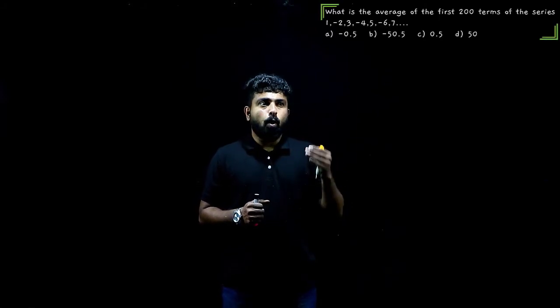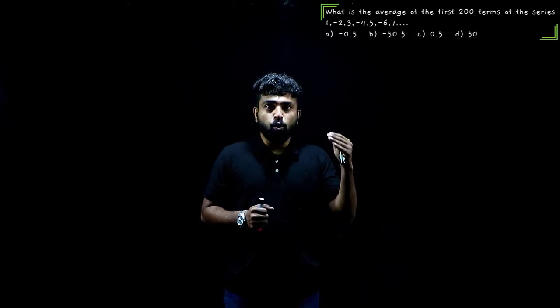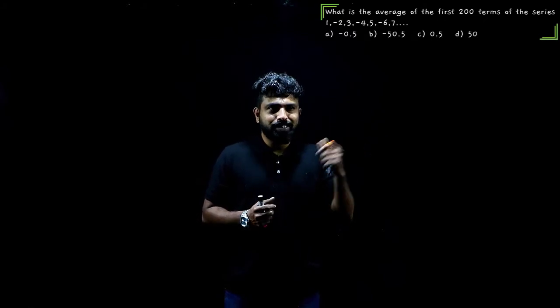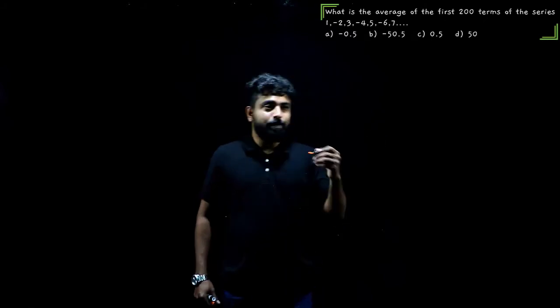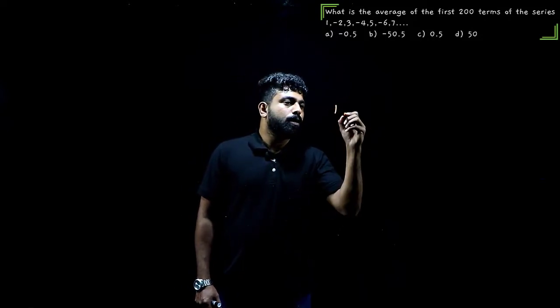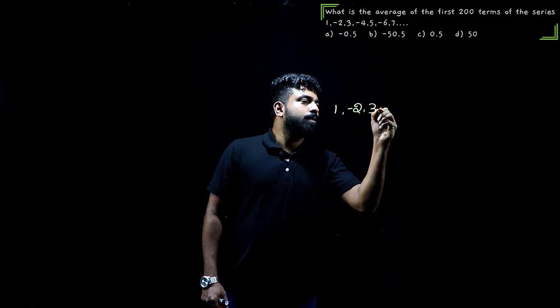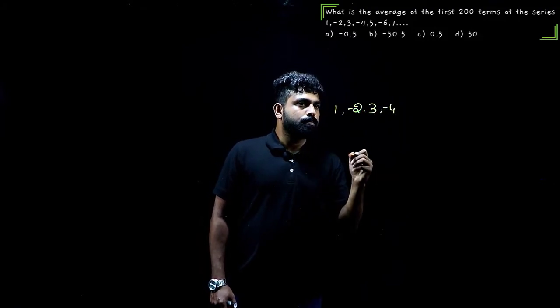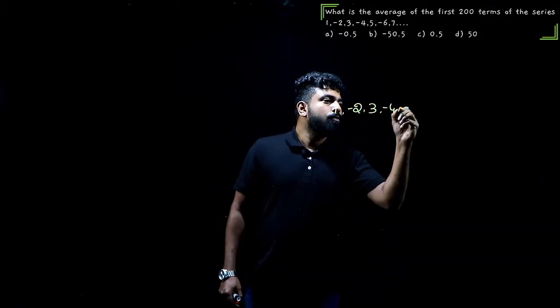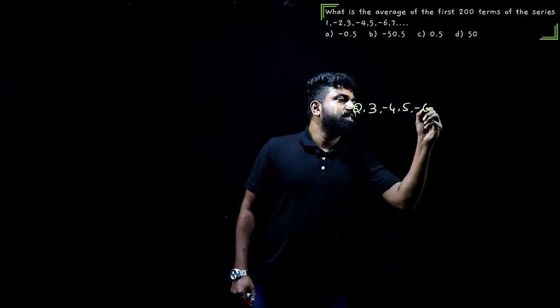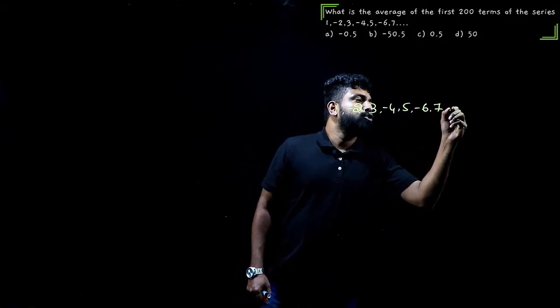Now, let us move on to our next question here. What does the next question say? They're asking us, what is the average of the first 200 terms of the series 1? So let me write down the series: 1 minus 2, 3 minus 4, 5 minus 6, 7, and so on.